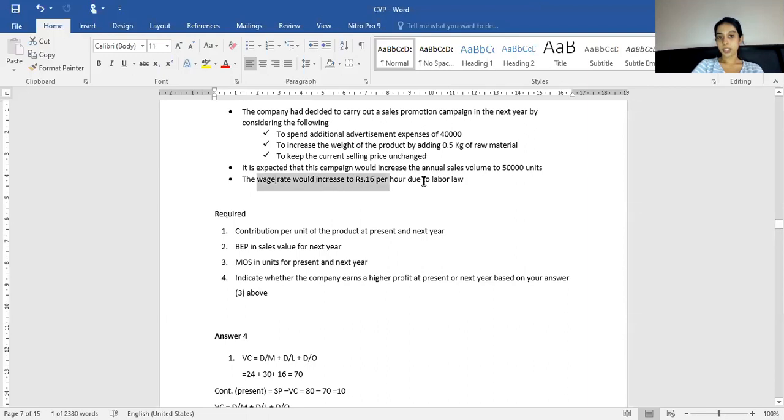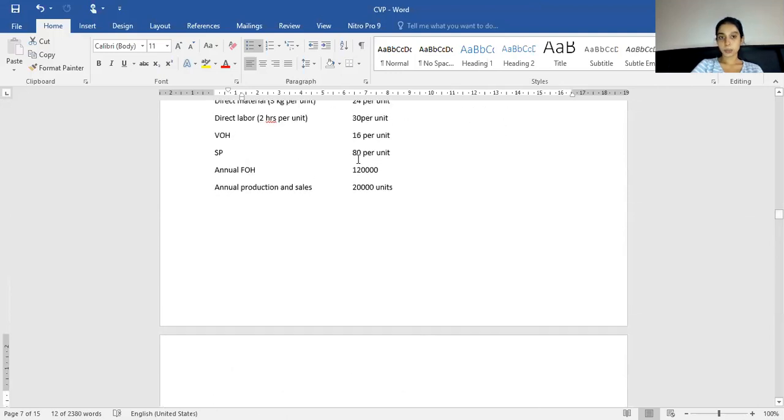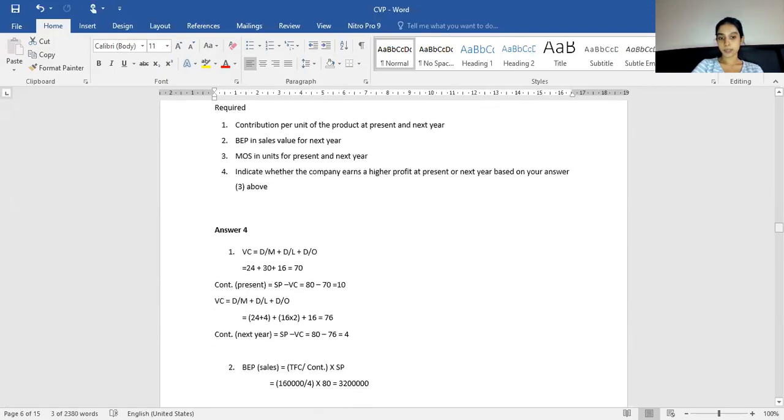And then the wage rate would increase to rupees 16 per hour. How many hours do we need to produce a single unit? 2 hours per unit. So what will be our direct labor cost? 16 into 2 hours. There will be no change for direct other expenses, we can take that as 16. So our total variable cost would be 76. Our selling price will be constant. So our variable cost got changed, and our new contribution for the next year would be 4 per unit.